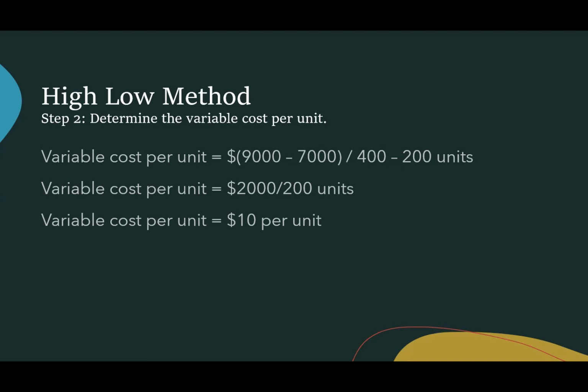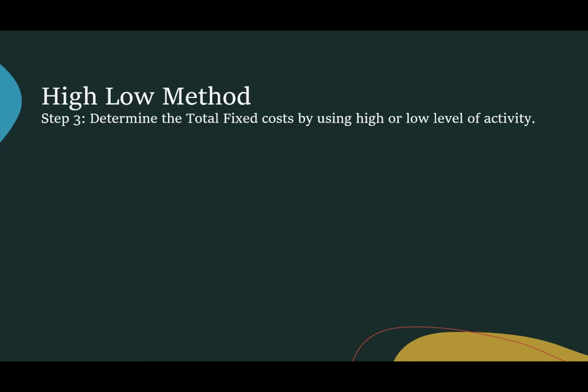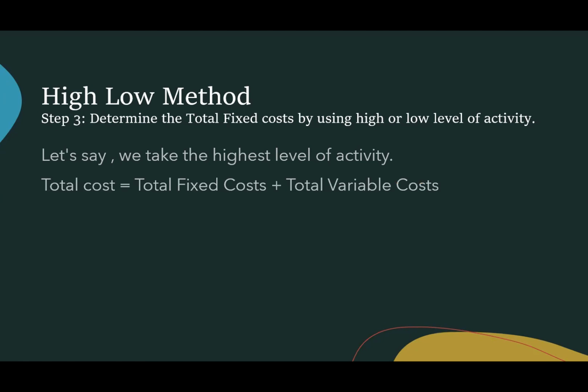Now, once you have identified the variable cost per unit, you can determine the total fixed cost also. You can use either level of activity. You can take the highest level of activity, or you can even take the lowest level of activity. For presentation purposes, I've taken the highest level of activity. And as you know, the formula is: total cost is equal to total fixed cost plus total variable cost. At the highest level of activity, our total cost was 9,000.